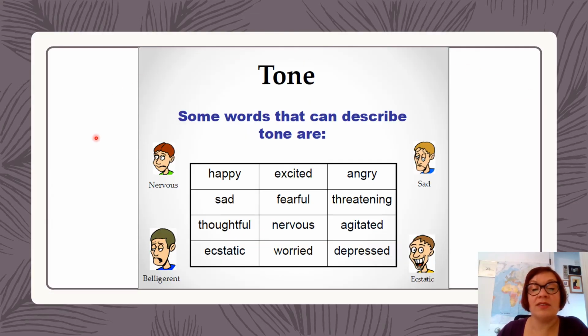So again, here are some words that can describe tone in addition to what was shown before. Nervous, happy, excited, angry, etc., etc.